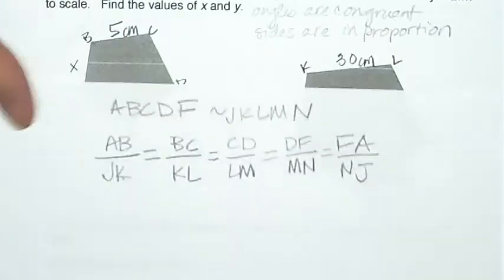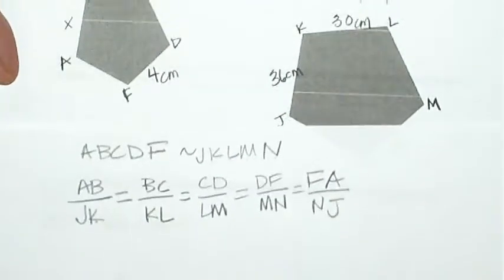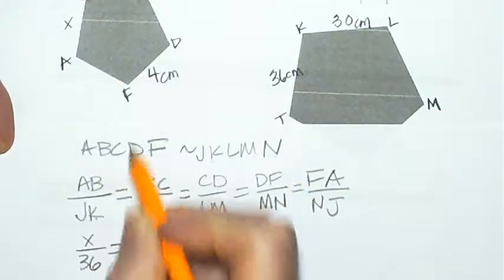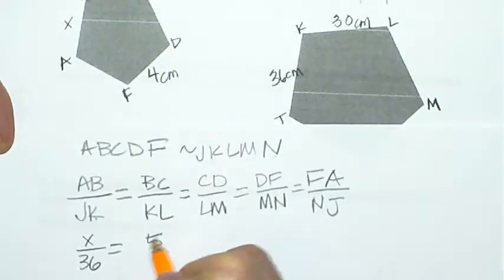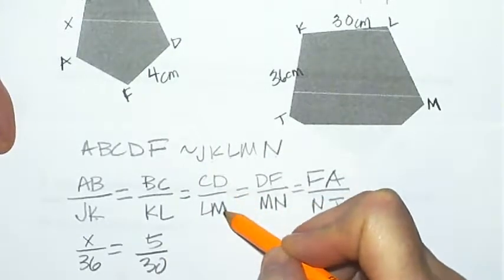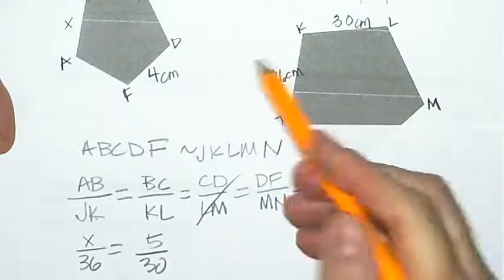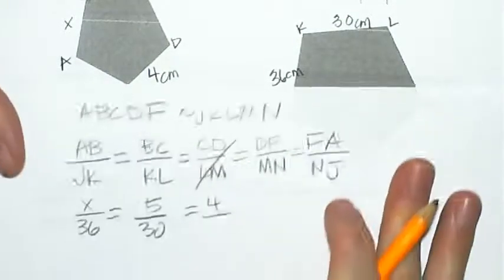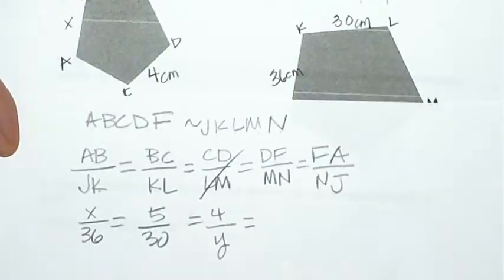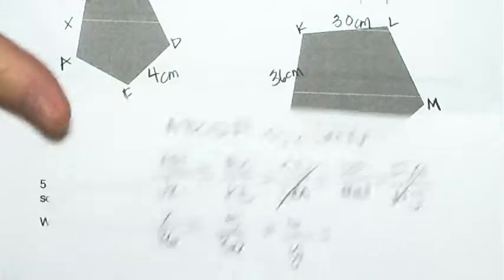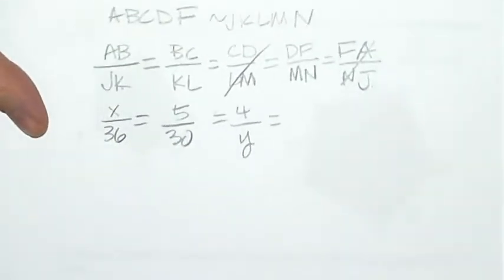And then you could just plug in what's given. So they give you AB is X, JK 36, BC is 5, KL is 30. Now CD, I don't know, LM, I don't know, so I'm just not going to worry about it. DF is 4, MN is something I'm looking for, Y. Okay, and then I don't know FA and I don't know NJ, so don't worry about it. And then I'm just going to solve for X and solve for Y.